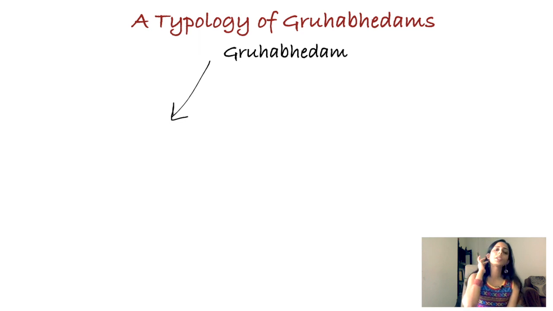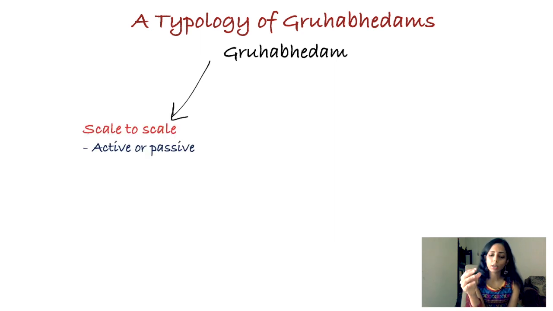So the first type that I want to talk about is a scale-to-scale Gruhabhedam. What I mean here is, a scalar ragam is one that is defined more by a linear or a monotonically increasing or decreasing pattern of notes, rather than a raga that is defined more by the prayogas or phrases, right? And another distinction I want to draw is between an active Gruhabhedam and a passive Gruhabhedam.